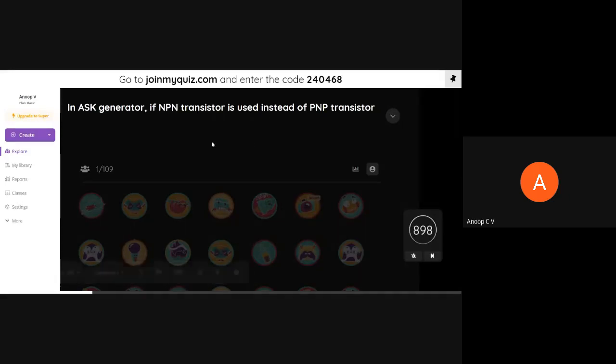Right, the first question is: in ASK generator, if NPN transistor is used instead of PNP transistor, what will happen? That is the question, right? In ASK generator, if NPN transistor is used instead of PNP transistor, what will happen? Please read the options carefully and enter your answer.